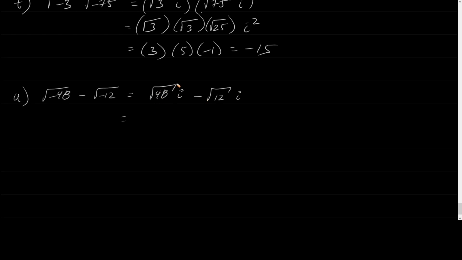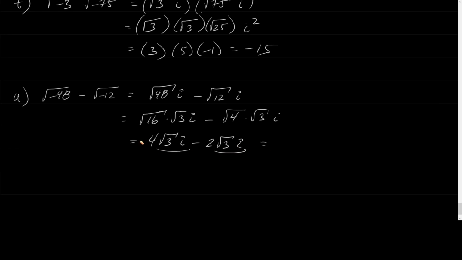And then what do we do? Well, we try to see if we can reduce the square root of 48. Well, 48 is 16 times 3, so I'm going to write this as the square root of 16 times the square root of 3i minus, and the square root of 12 is the square root of 4 times the square root of 3i, and then the square root of 16 is 4, so 4 radical 3i, minus the square root of 4 is 2, so 2 radical 3i, and then they're both like terms, they both have radical 3i's, so 4 minus 2 is 2. So 2 radical 3i would be my final answer there.